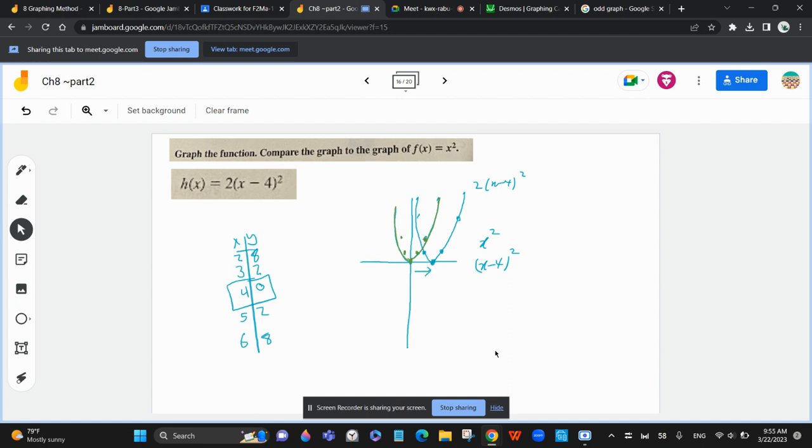Or one other way is that when x is equal to 0, we are at y equals 0. I mean, for y equals 0, the first function we need x equals 0, and then the second function we need x to equal 4. So we see that there is a shift of x by 4 units.